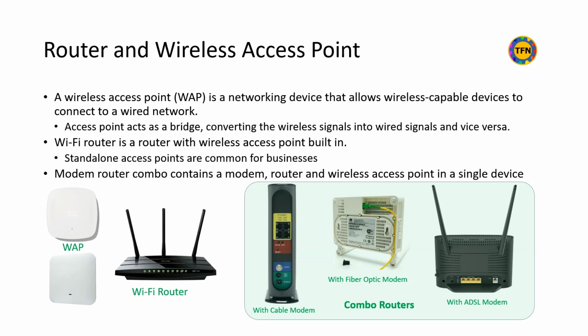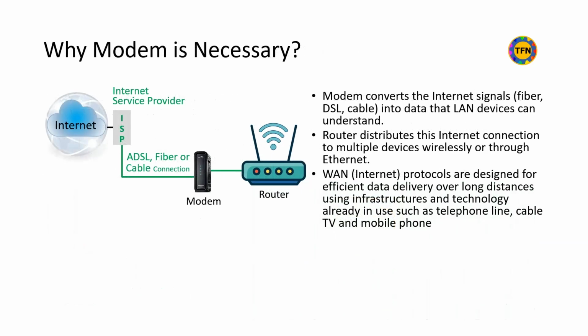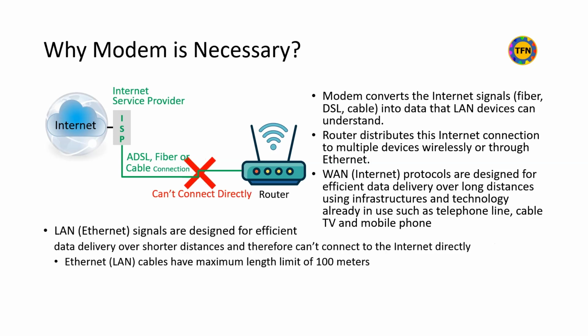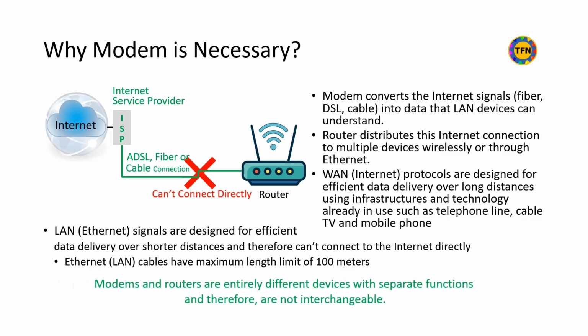Wi-Fi router is a router with wireless access point built in. Modem-router combo contains a modem, router, and wireless access point in a single device. Internet protocols are designed for efficient data delivery over long distances, while Ethernet signals used in local network are designed for efficient data delivery over shorter distances. Different types of devices are required to handle entirely different signals, though both can be assembled as a single device.